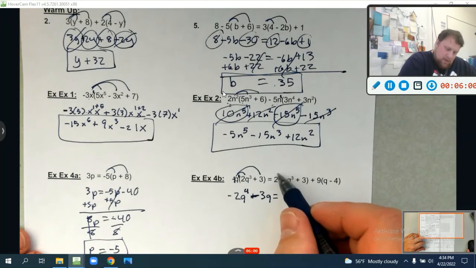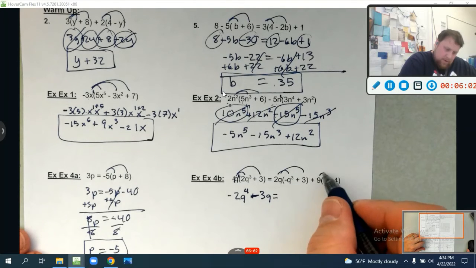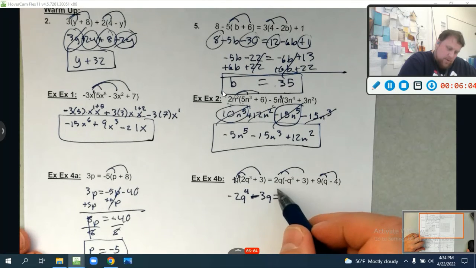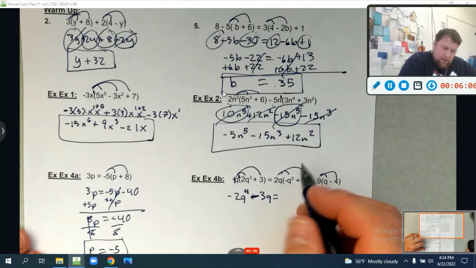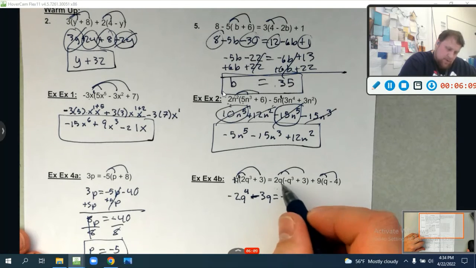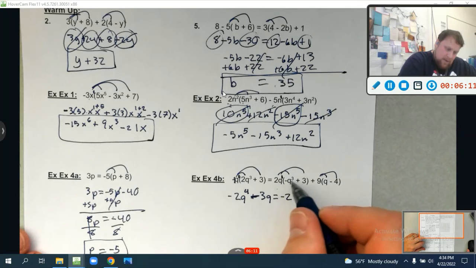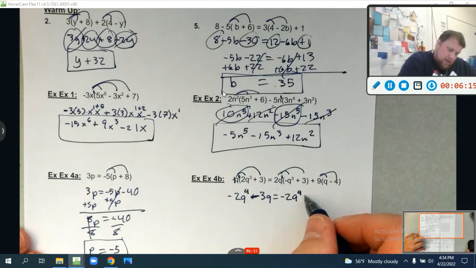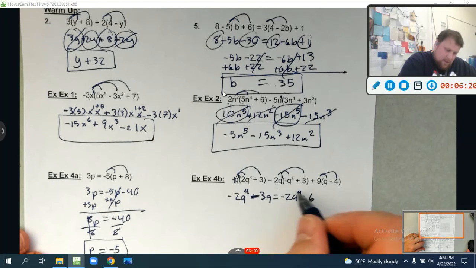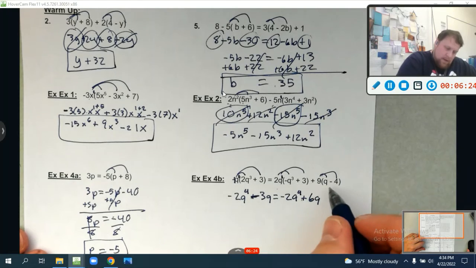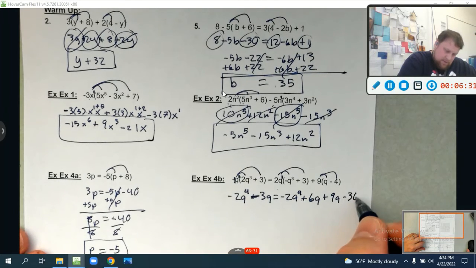Equals, now I'm going to distribute the 2q, and then over here the 9. So 2, and there's really a negative 1 in front of there, so 2 times negative 1 is negative 2. Q to the 1 power times q to the 3rd is q to the 4th. And then, let's see, 2 times 3, positive 3 is 6, so plus 6. And then we're just a q, right? Because there's nothing to multiply the q by. And we're going to add to that plus 9 times q is 9q, and minus 36.